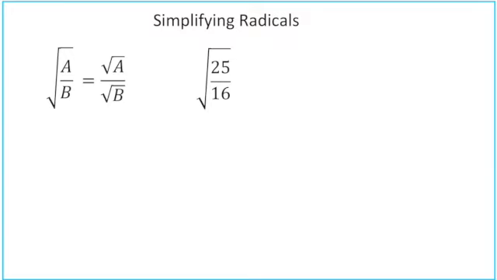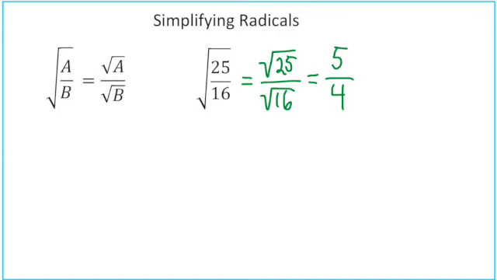So we have the square root of 25/16. So our first step is just to rewrite this as radical 25 over radical 16. And now these are perfect squares, so we can go ahead and simplify. The square root of 25 gives us 5, and the square root of 16 is 4, and there's your answer. Let's try another one. Square root of 150 over 18.